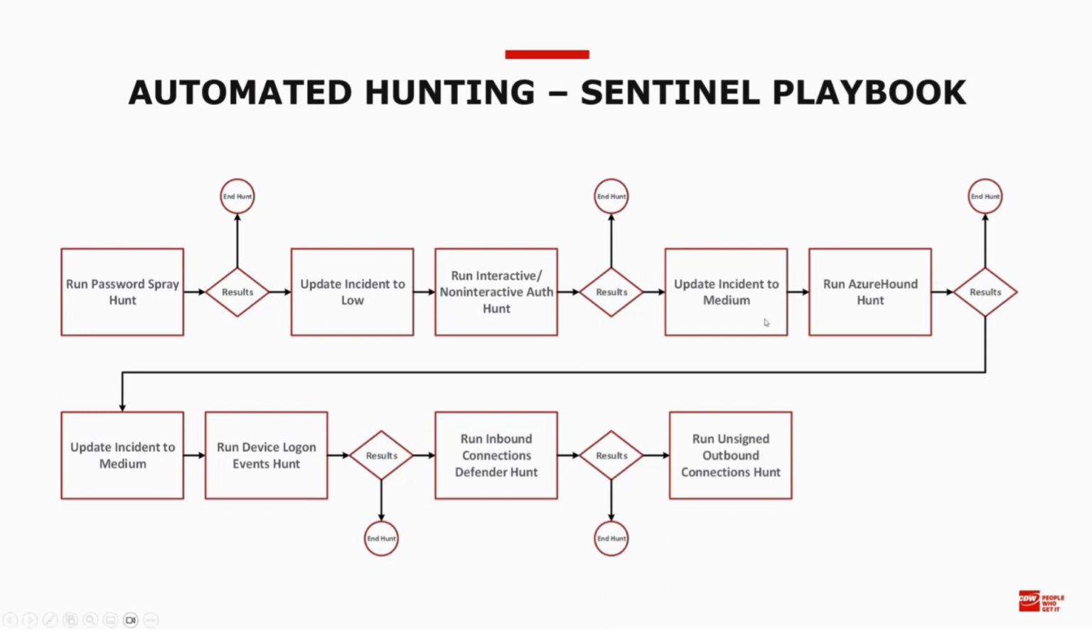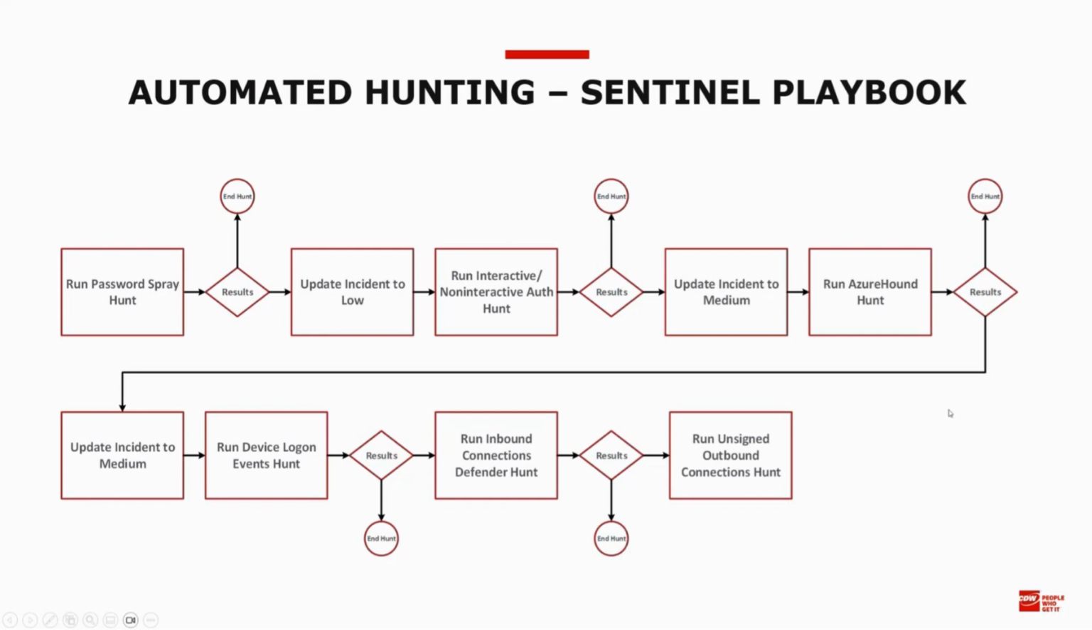Okay. Again, it's going to take information from that interactive hunt. In this particular case, it's going to be a combination of the IP address and the compromised user account, which was that Bob account, and it's going to inject it into the Azure Hound hunt, and that's going to run. And then based off of its results, again, either end the result or update that status. It says medium. That should say high, so that's a typo on my part. We're going to update that status to medium.